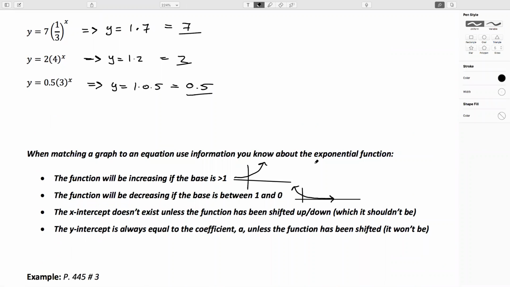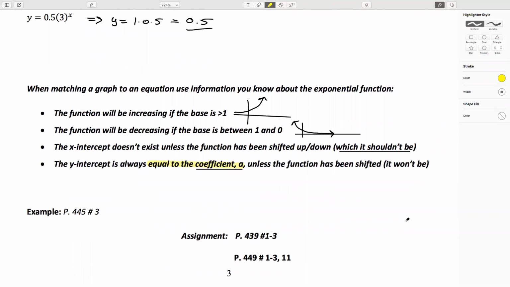The x-intercept doesn't exist unless the function has been shifted up or down, which in this course I don't think you'll find. So for now you can just say it's not going to exist. And the y-intercept is always equal to the coefficient a, because you're stretching the function by that value, which effectively means you multiply your y values by that value. Unless the function's been shifted, which it probably won't be.